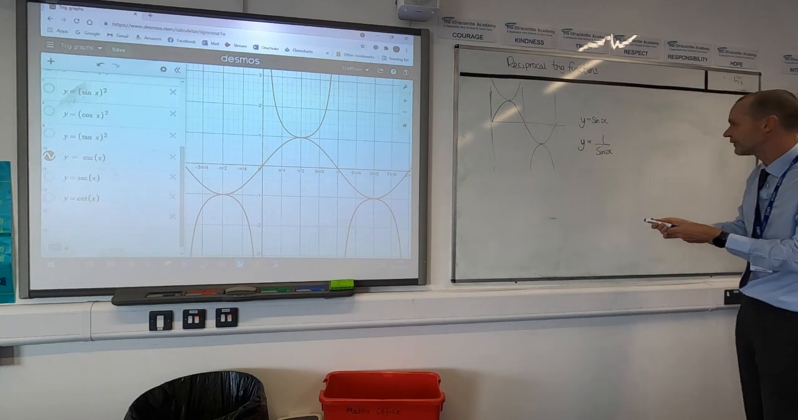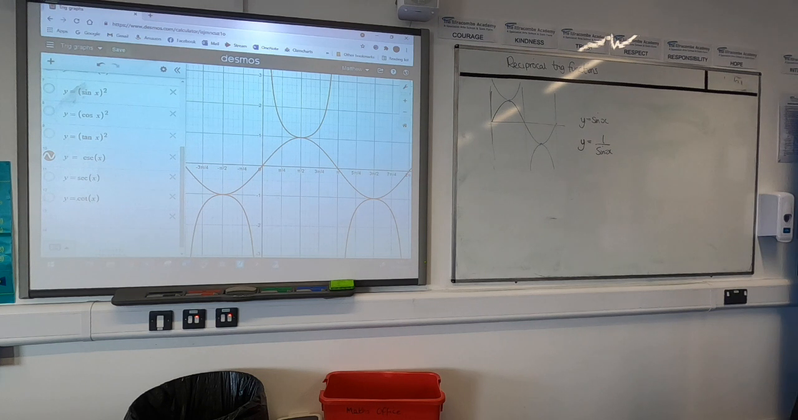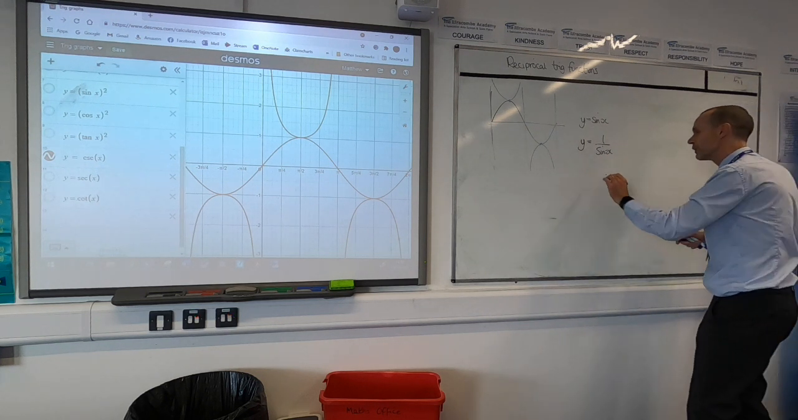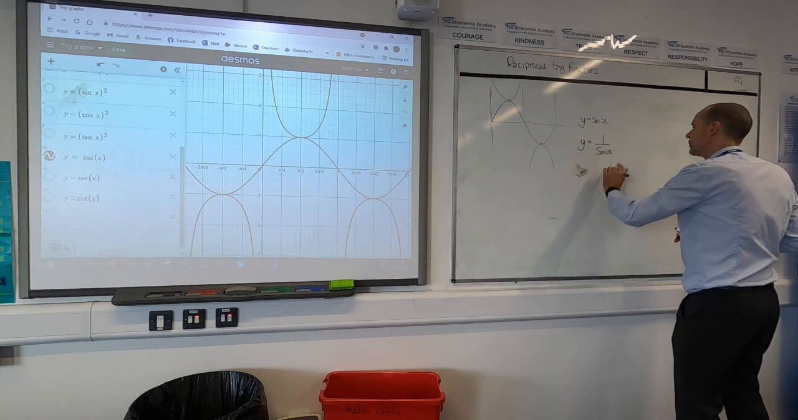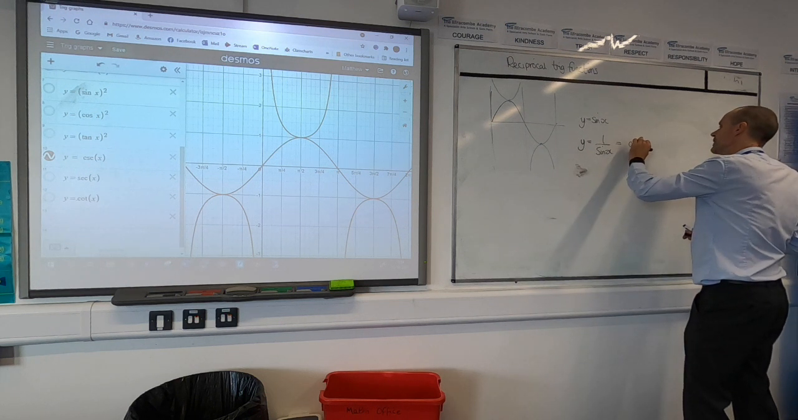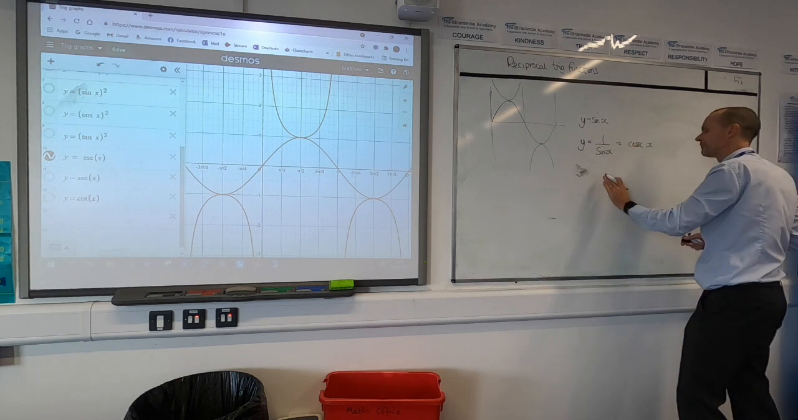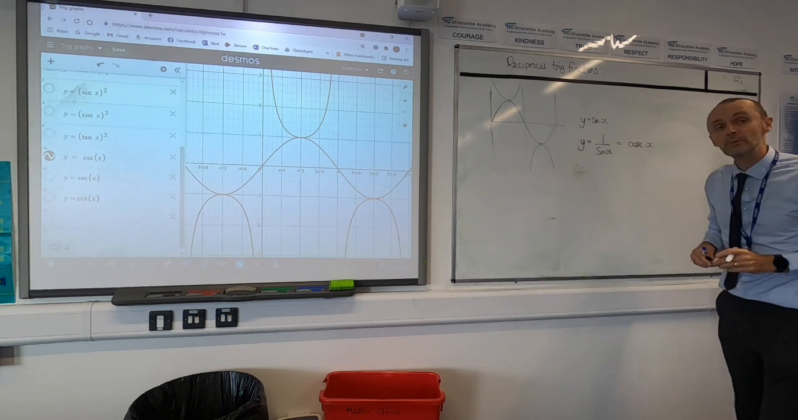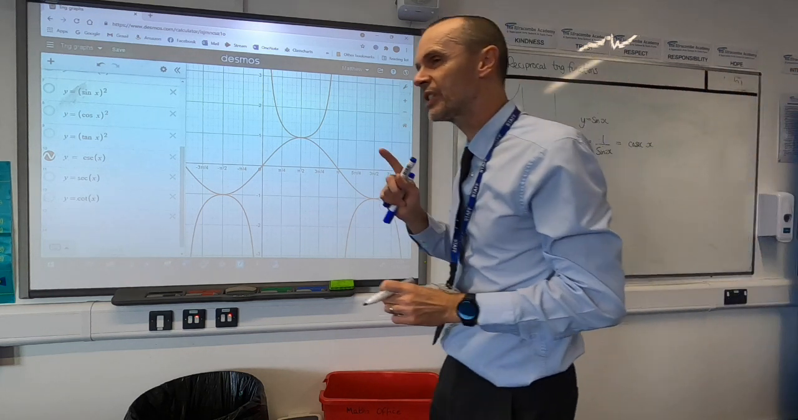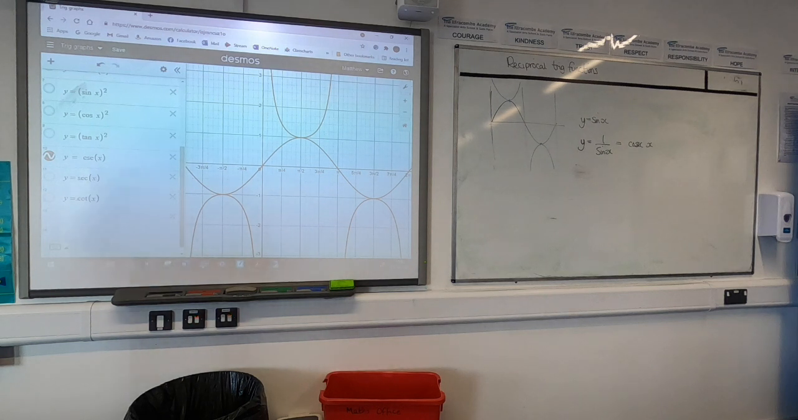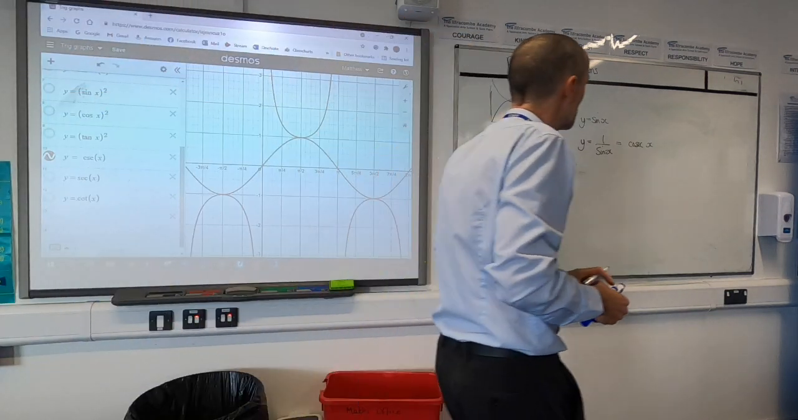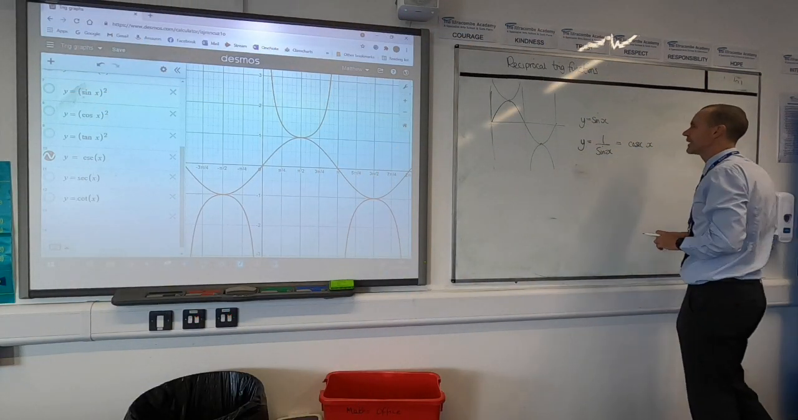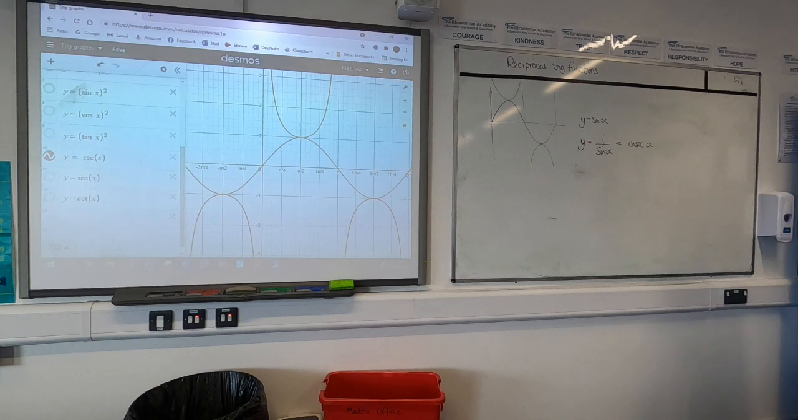This graph here, 1 over sine x, has a really nice name. Well, I'm lying, it's not a nice name, it's got a really odd name. It's actually called cosec of x. And it's actually an abbreviation of cosecant. So sine is an abbreviation of sine. Cosec is an abbreviation of cosecant, and it's just an old-fashioned word which we abbreviate to cosec. So why is 1 over sine x cosec?